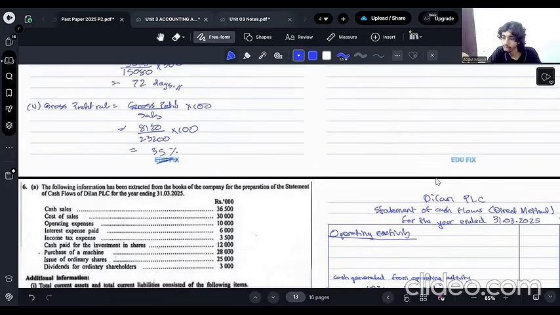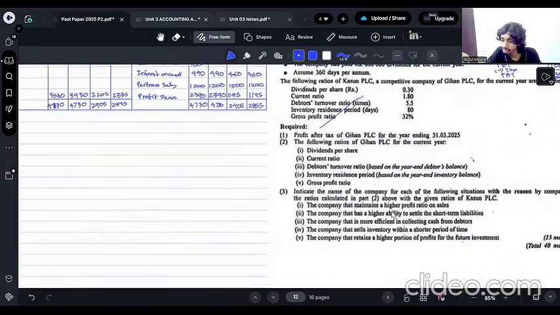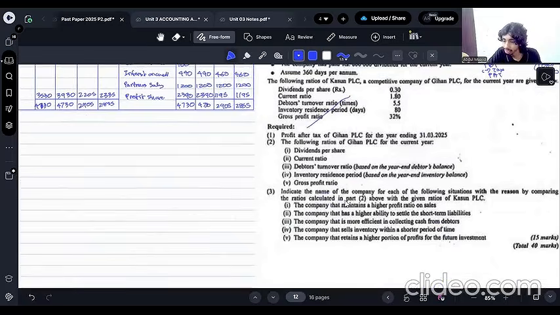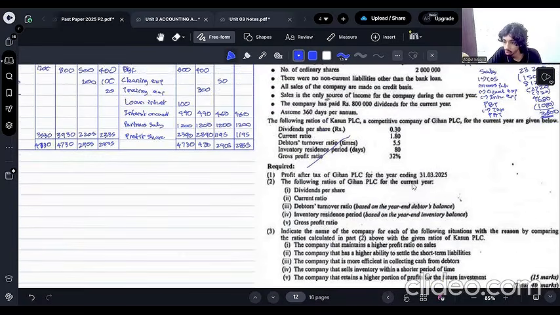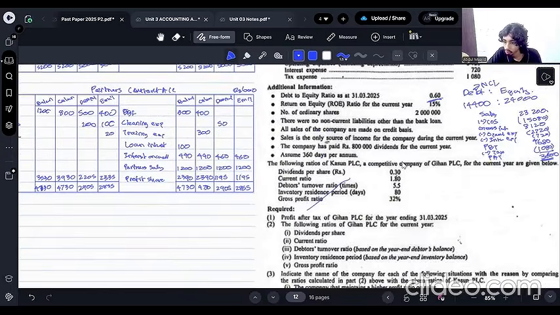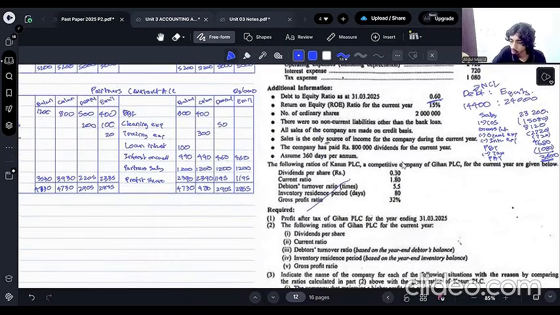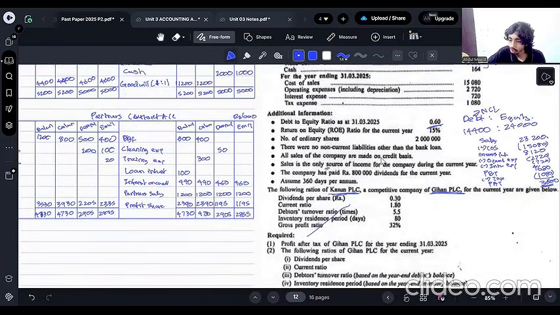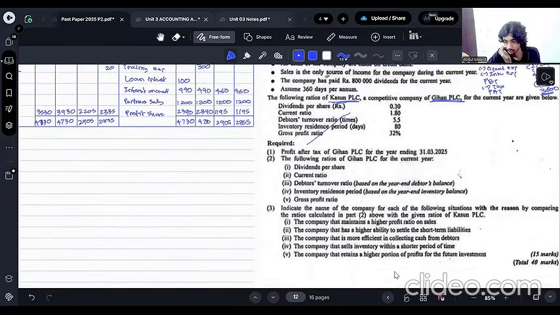Okay. Then the last requirement: indicate the name of the company for each of the following situations with the reason, by comparing the ratios calculated in part 2 above with the given ratios of Kasun. Now here they have given the following ratios of Kasun PLC, a competitive company of Gihan PLC. We calculated ratios for Gihan PLC, and they have given the ratios of the competitor Kasun PLC. Now we have to read this and put the relevant company and give the reason.